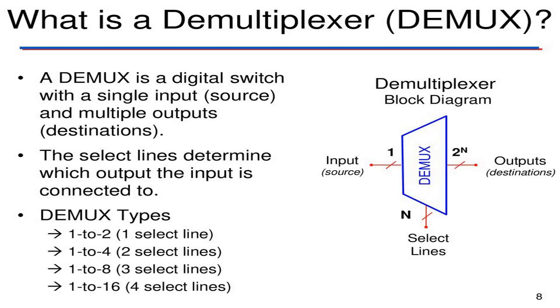Here also there are different types of demultiplexers: 1 to 2 demultiplexer which contains one select line, 1 to 4 demultiplexer which contains 2 select lines, 1 to 8 demultiplexer which contains 3 select lines, and 1 to 16 demultiplexer which contains 4 select lines.